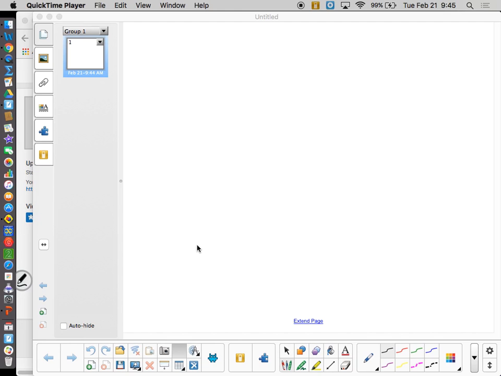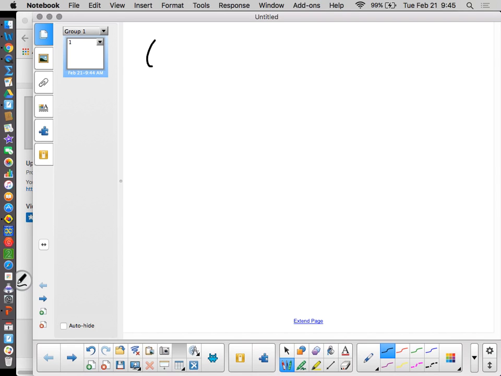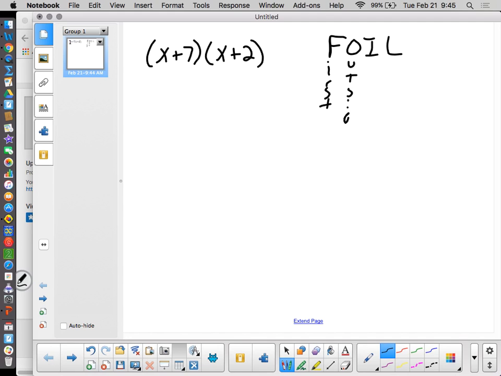Foiling is kind of a double distributive property situation. When I have something like x plus 7 that has to multiply x plus 2, remember, FOIL stands for first, outside, inside, and last. It's the order in which we multiply.